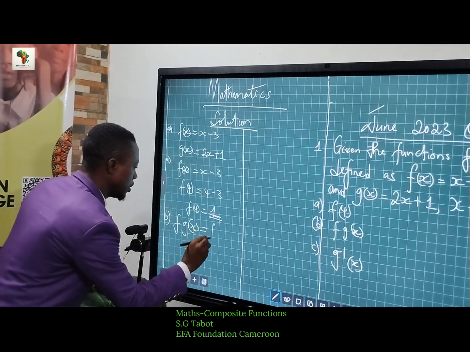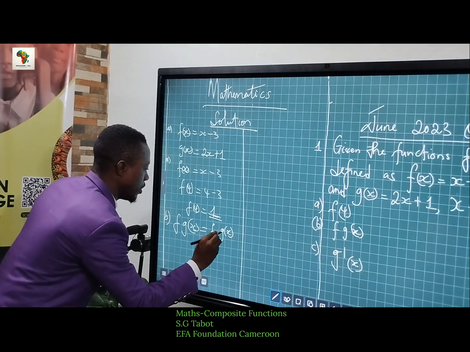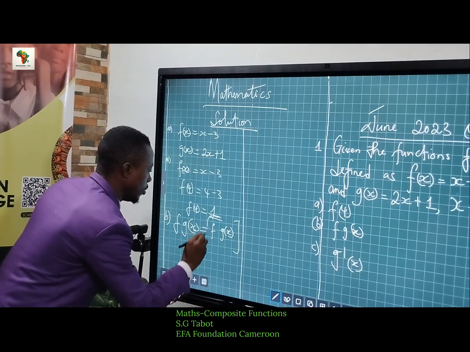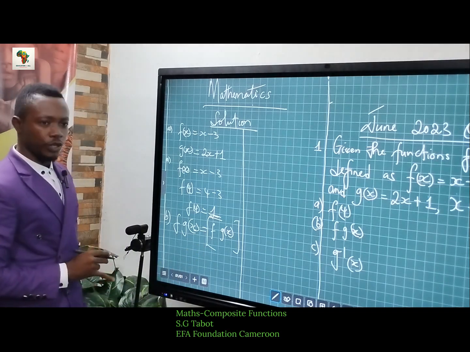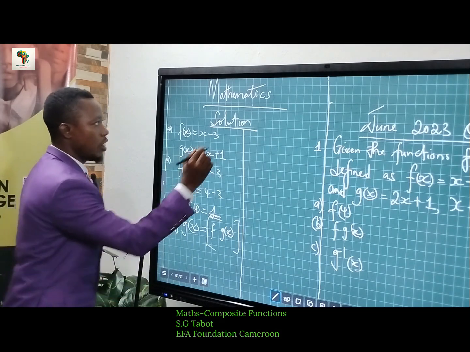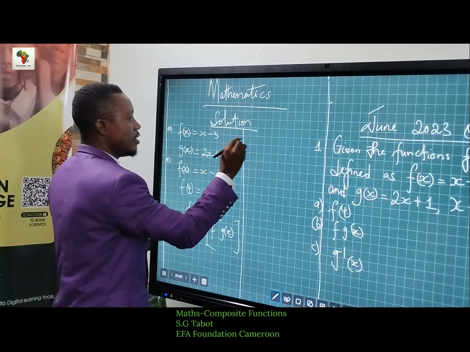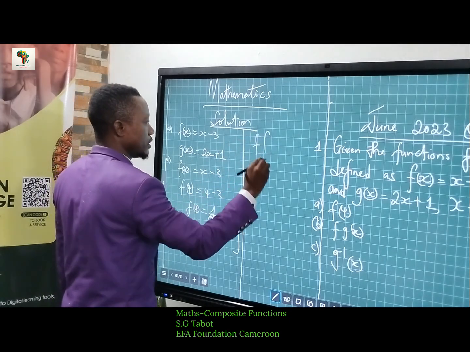Look at what I will do. I'll take my fg of x in bracket of all this. Now, if you have this, just copy everything. Copy everything, repeat it. I will still come back here and I'll take off my f outside the bracket.